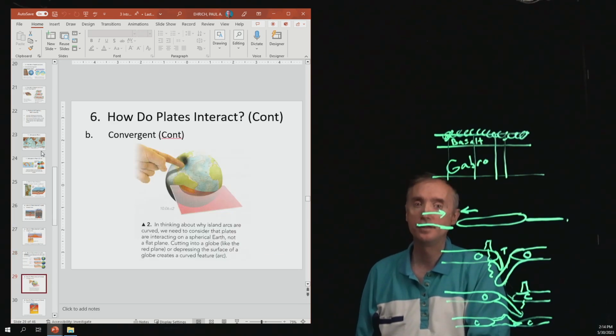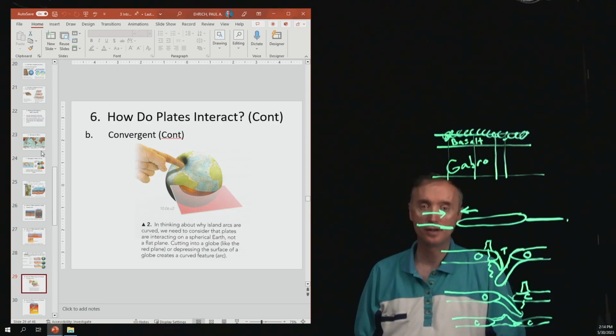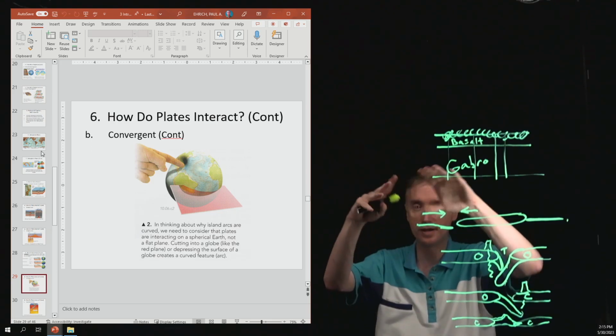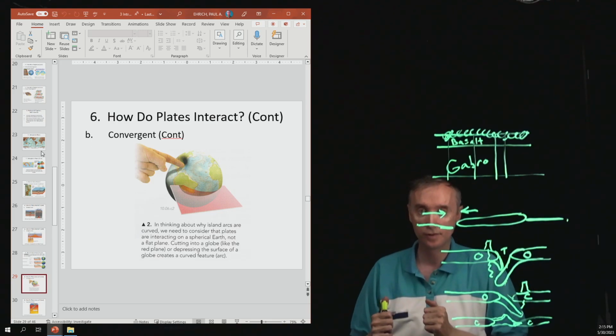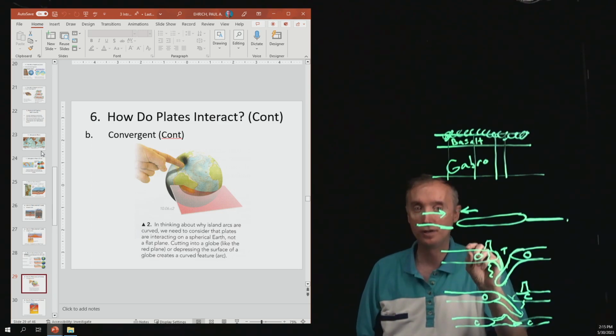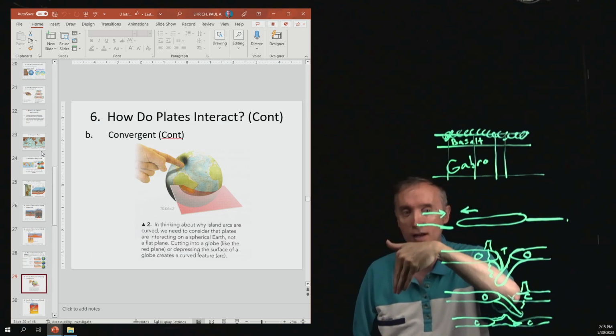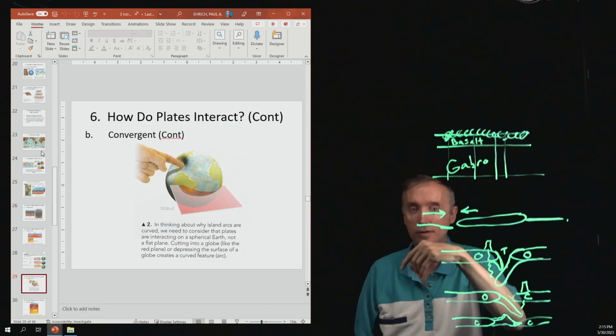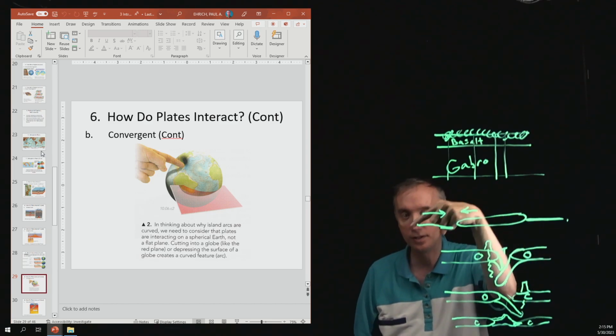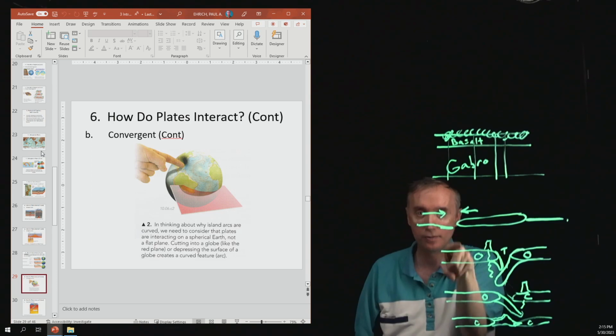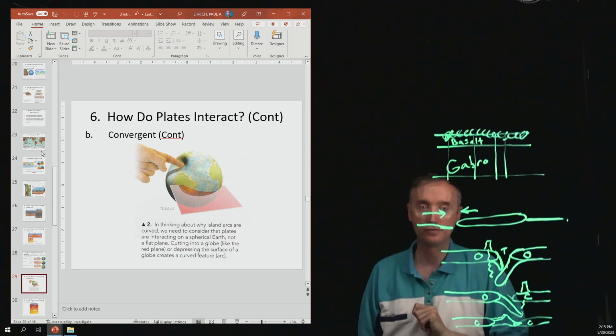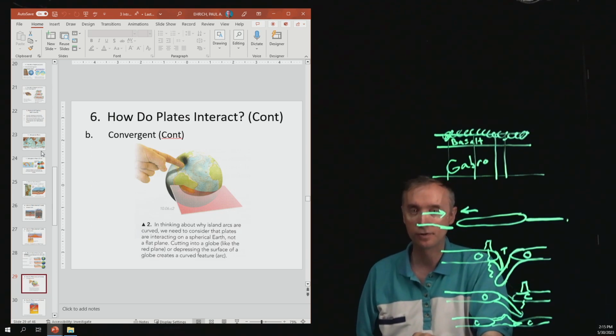Okay, and then another interesting thing about this is why do island arc systems curve? That is because we live on a curved Earth. When you have something that is going inside the Earth, like that finger is pointing into the Earth, you see that it makes a curve around the finger. Just something that's kind of interesting.